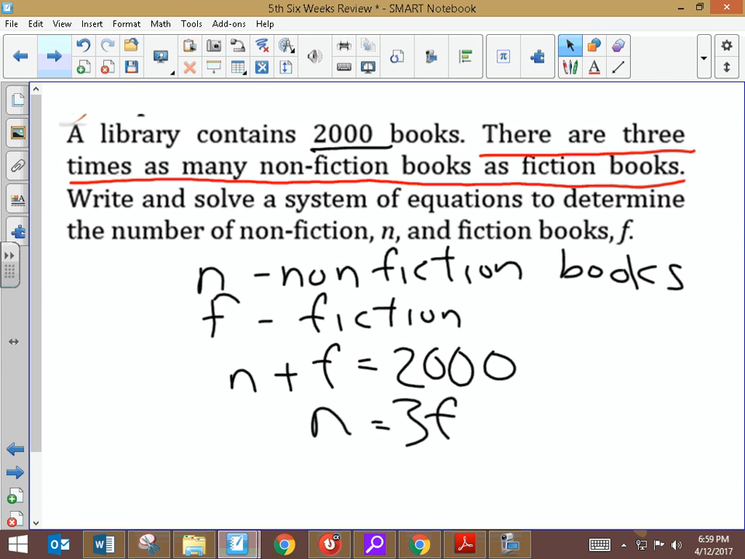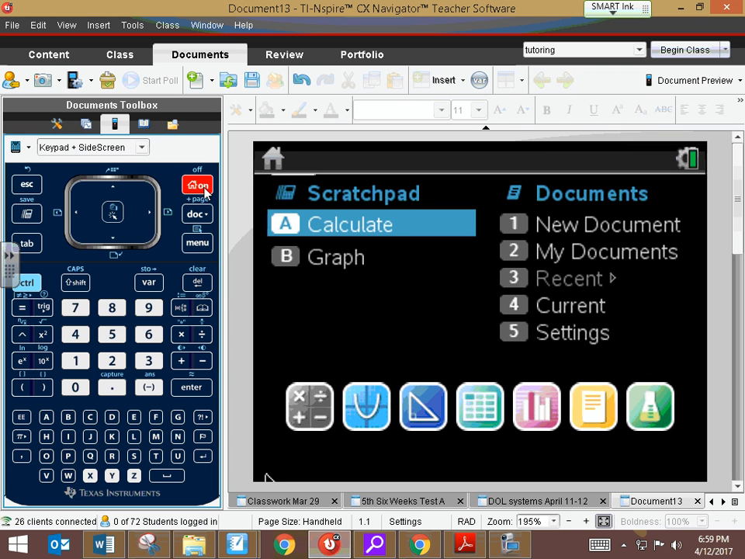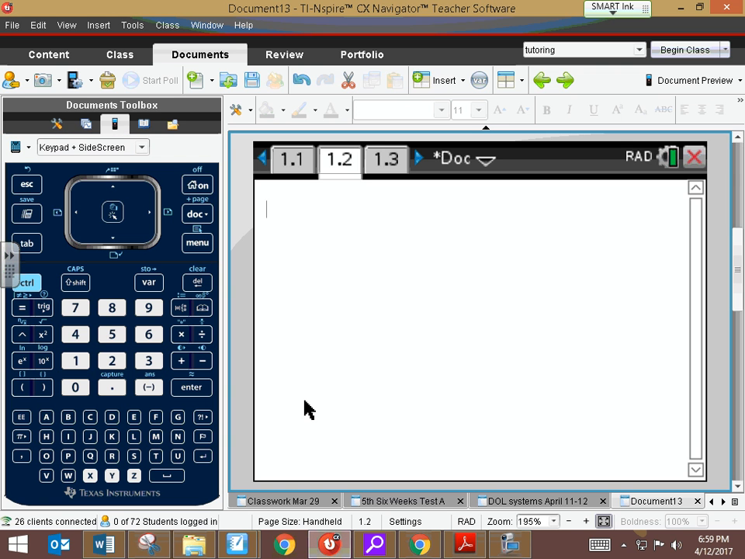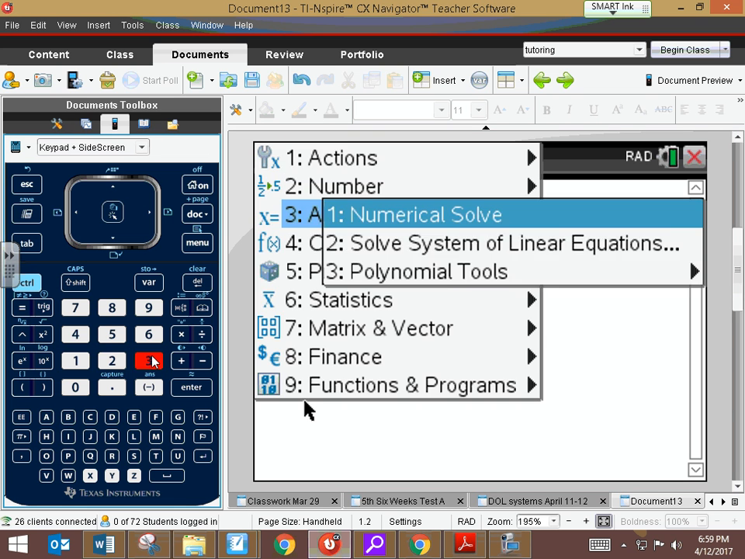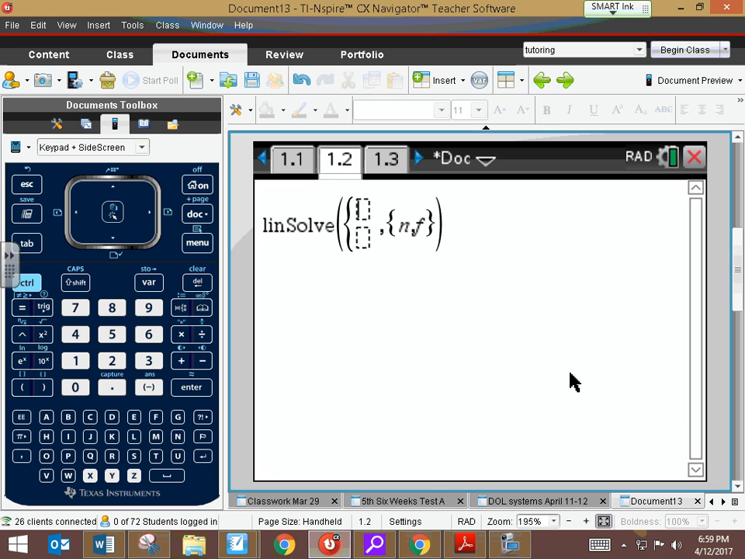You can put that in your calculator, which we'll do. And how do we put it in our calculator? Well, let's go to the home screen. Let's go to calculate. Let's go menu 3, 2. All right. We have fiction and nonfiction. So I'm going to go with N, comma, F. All right. Press OK.